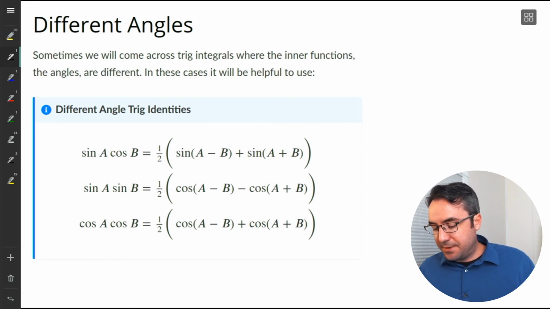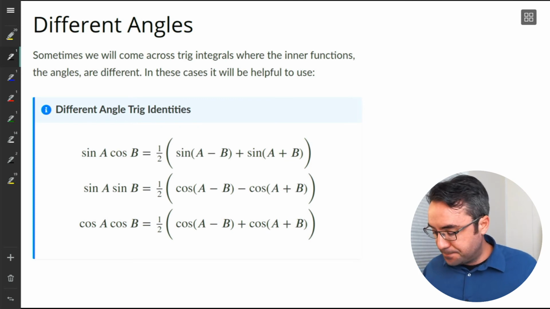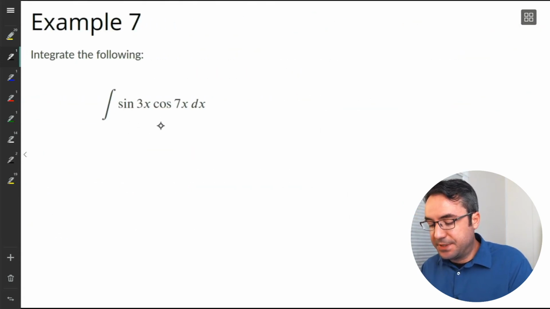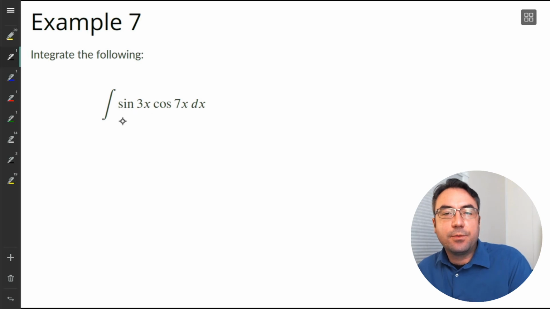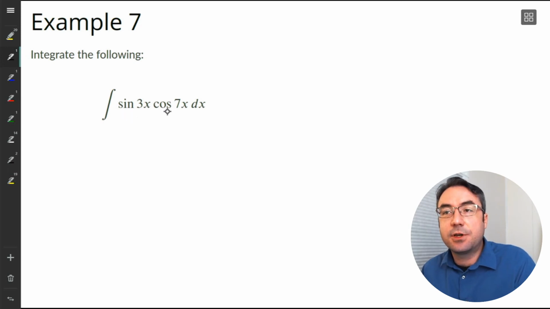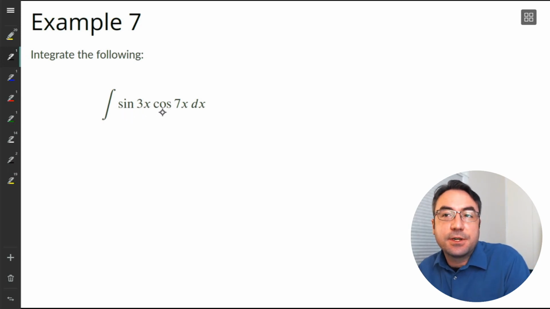All right, so let's try an example just to see how we would use these. So let's try example 7. And this is really the setup where you'd want to use one of those trig identities. When we look at this, we have a sine term times a cosine term, but their angles are different. So here we have a 3x, here we have a 7x.